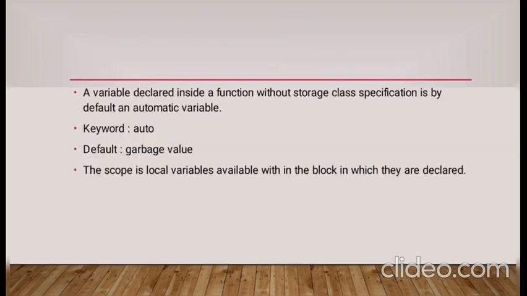If any variable is declared inside a function without specification of any storage class, by default the variable is automatically taken as automatic variable. In this, the keyword auto is used to denote it is an automatic variable. Then the default value for local or auto variables is garbage value. The scope of this auto variable is available within the block in which they are declared.